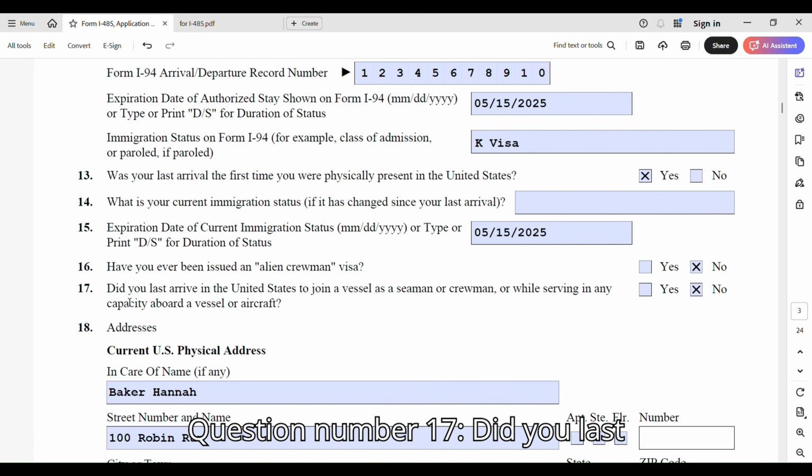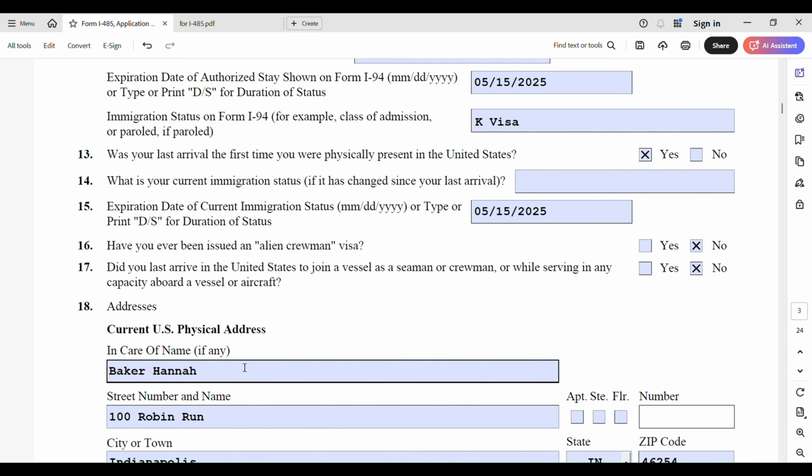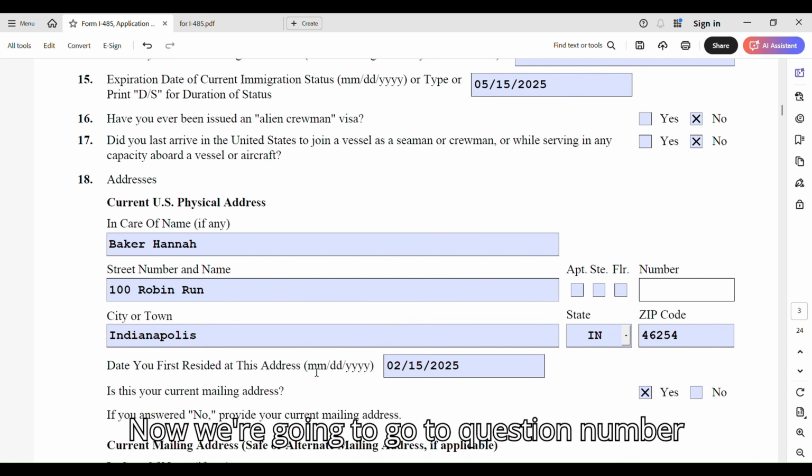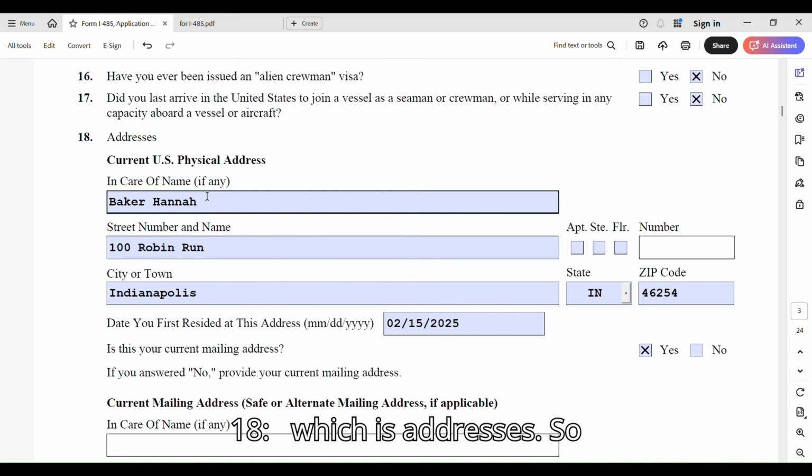Question number 17. Did you last arrive in the United States to join a vessel as a seaman or a crewman, or while serving in any capacity abroad, a vessel or aircraft? In my case, it is no. Now we're going to go to question number 18, which is addresses. So, current US physical address.